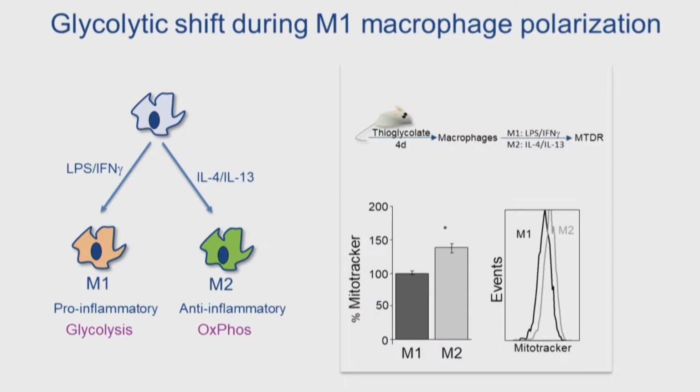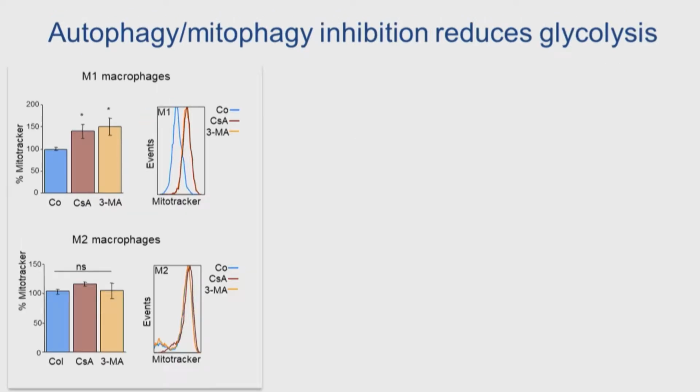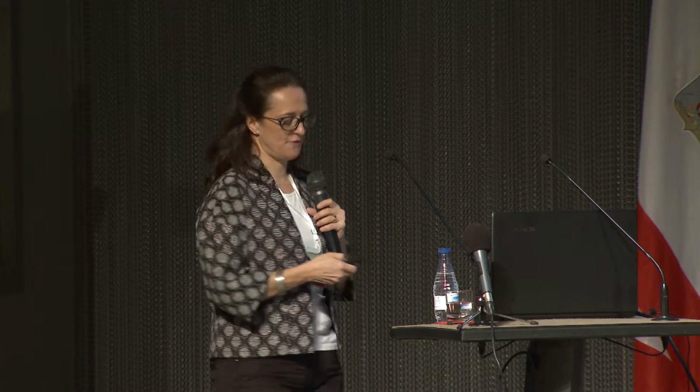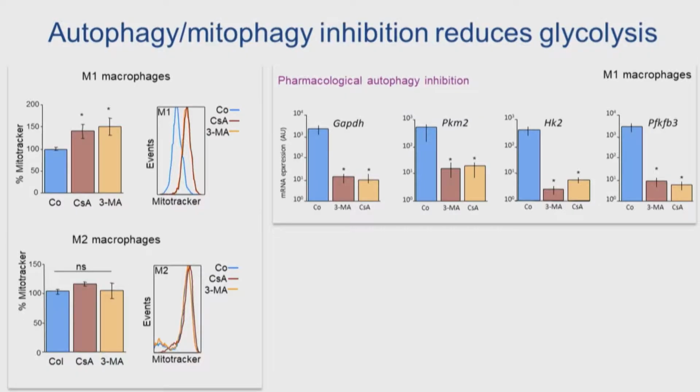The first thing that we observe is that M2 macrophages have reduced mitochondrial mass in comparison with M1 macrophages. And when we manipulated autophagy in vitro by using cyclosporin A or 3-MA, we could see that the mitochondrial mass was increased in M1 macrophages, but this didn't have any effect in M2 macrophages, suggesting that mitophagy could be active in M1 macrophages, but not in M2 macrophages. More importantly, this manipulation of autophagy reduced the expression of glycolytic enzymes in culture.